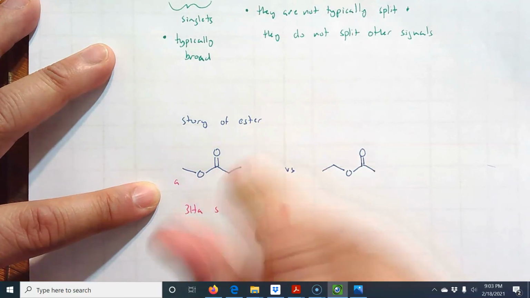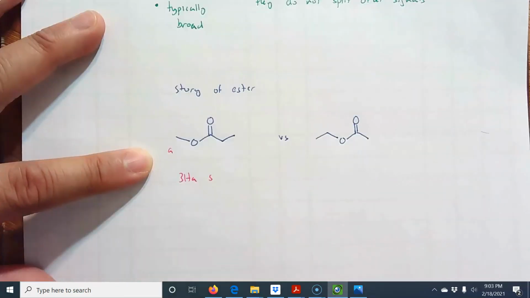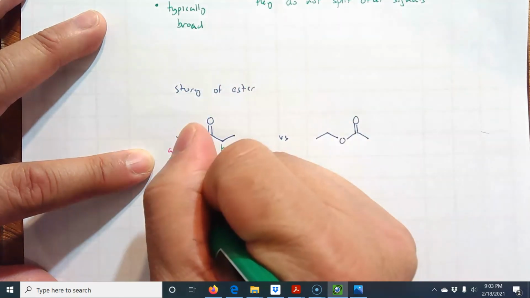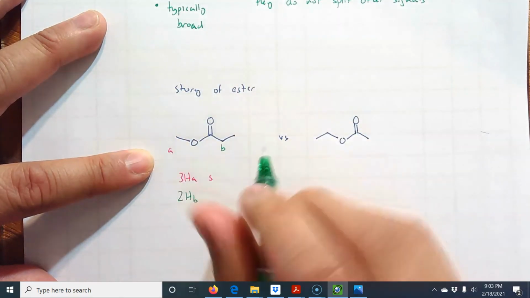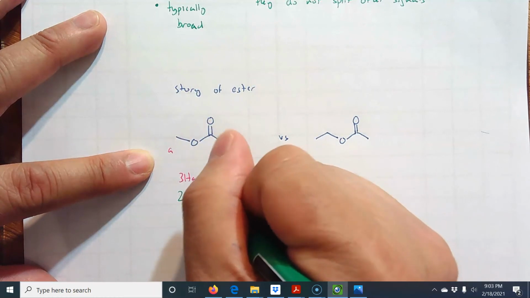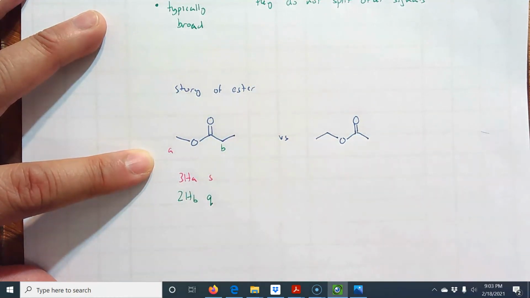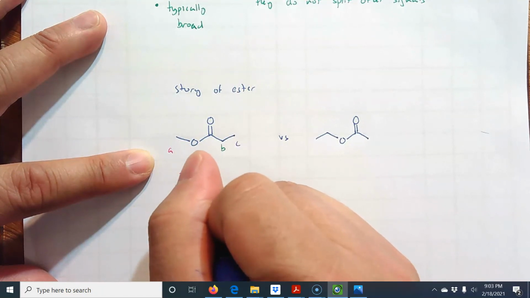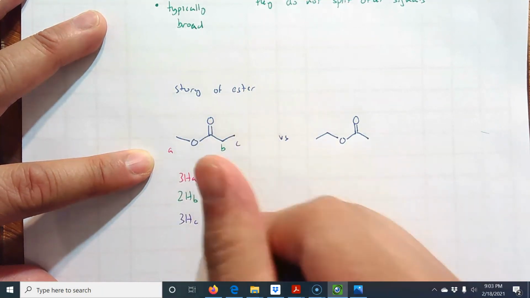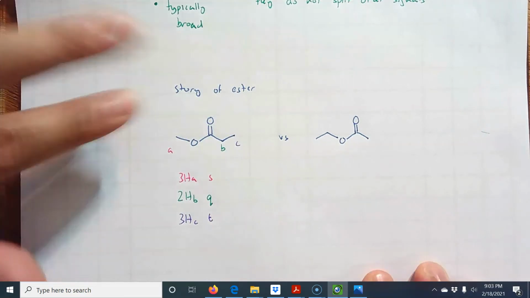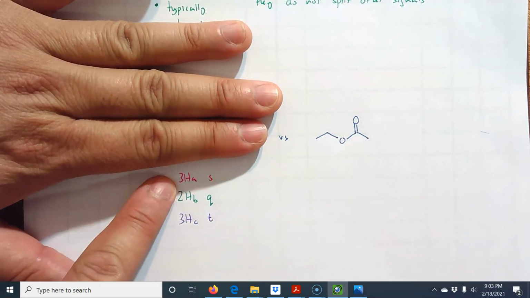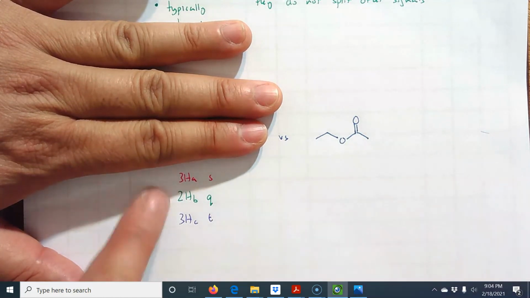3HA singlet. Okay? Eventually you'll be as fast. You're probably faster already than I am. B, 2HB, 3 neighbors, quartet. Okay? And then we have C, 3 HCs, triplet. Okay? Forget about the structure now. Pretend you don't know that. Pretend you only know, you see a spectrum and you see this.